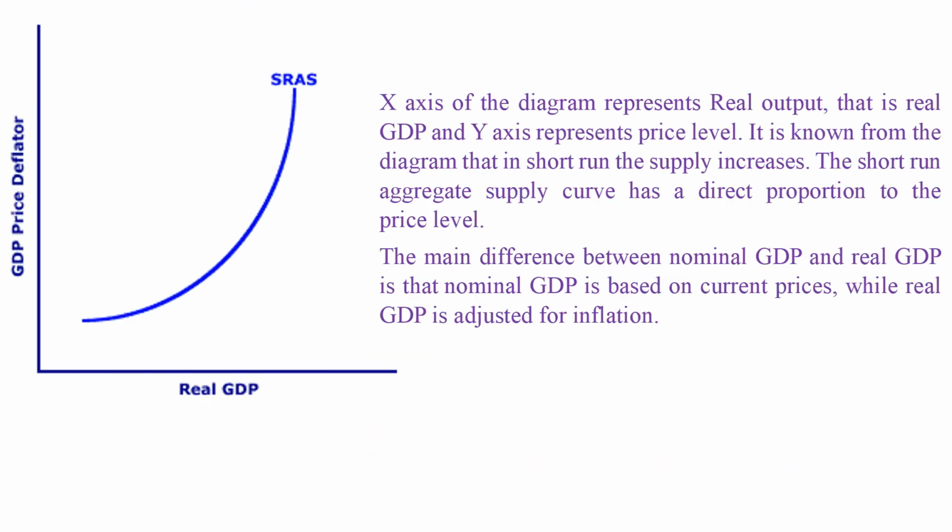The X-axis of the diagram represents real output, that is real GDP, and the Y-axis represents price level. It is known from the diagram that in the short run the supply increases. The short-run aggregate supply curve has a direct proportion to the price level. The main difference between nominal GDP and real GDP is that nominal GDP is based on current prices, while real GDP is adjusted for inflation.